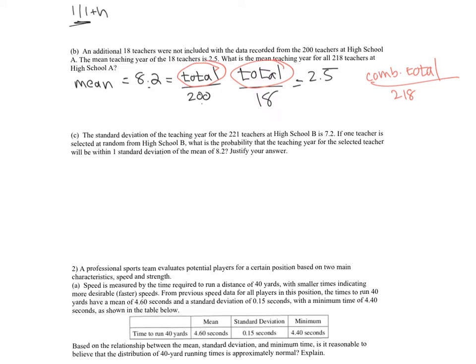We really need to look at the graph for this. We want to first count how many teachers are within one standard deviation of 8.2. So take 8.2 minus 7.2 and 8.2 plus 7.2. That will give you the range that we're looking for. And so ultimately we just want to count how many teachers are in the data for graph B between 1 and 15.4, and then divide by the total number of teachers, which is 221 for school B. And that'll give you your percentage, your probability.